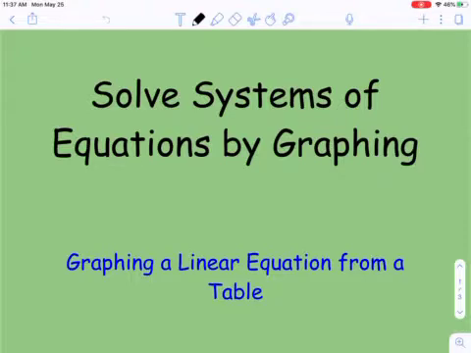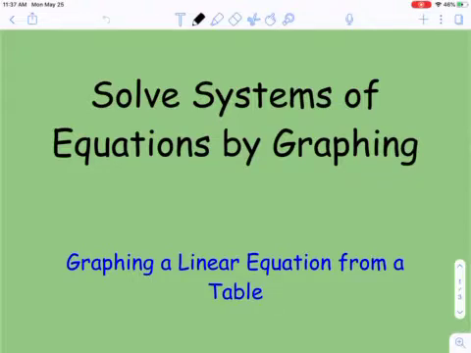So in other words, you're looking for a point or a set of points that works not in only one of the equations but in both of the equations. So we're going to talk about solving these systems of equations in this first lesson by using graphing methods.